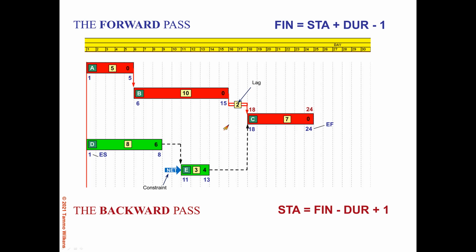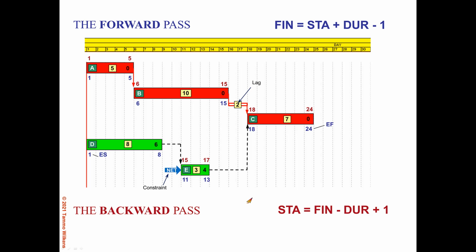Now, for activity B, even for the backward pass, we have to consider the lag. It is like a real activity in the sequence. So B cannot finish as late as day 17 because we have to account for the lag. So B has to finish no later than day 15, in which case it has to start no later than day 6, and A finishes day 5 and starts on day 1.